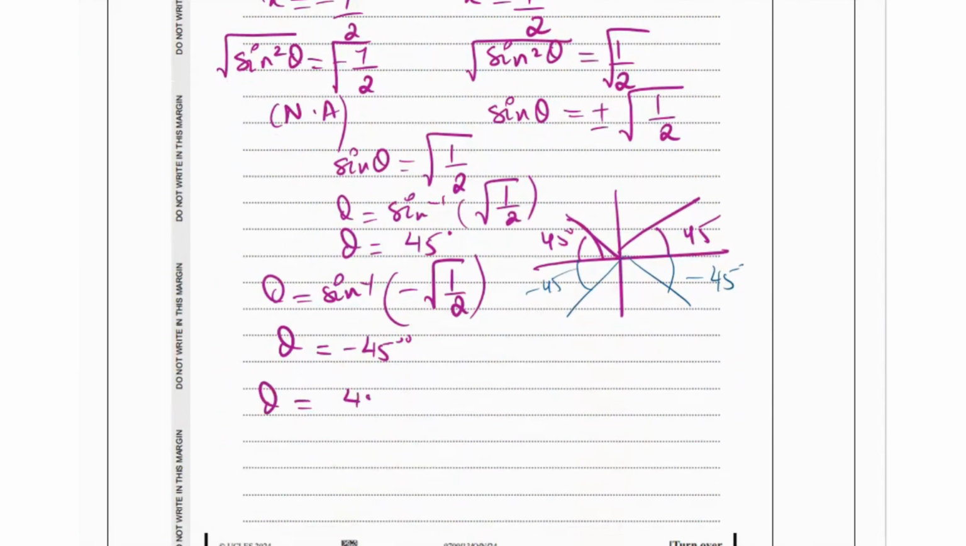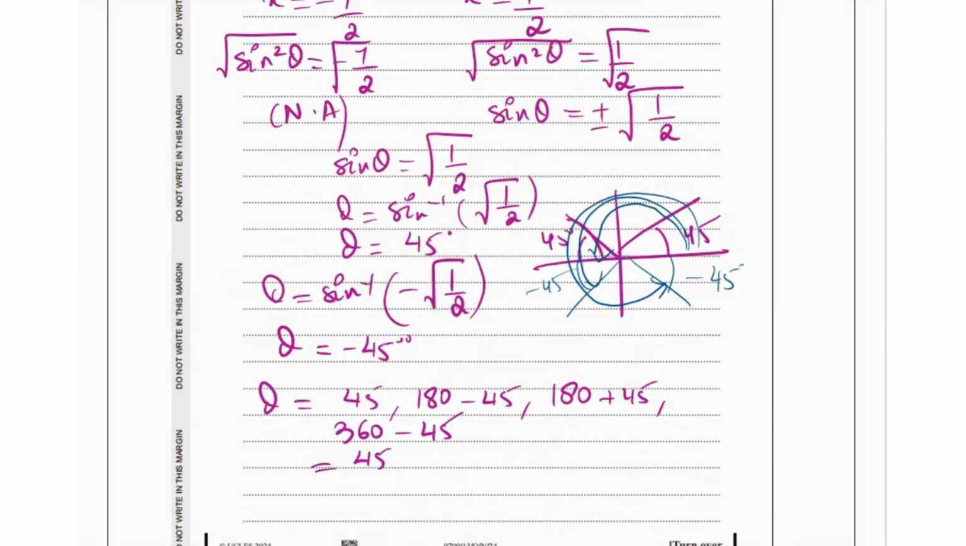So it's going to be 45, then 180 minus 45, 180 plus 45, and then 360 minus 45. Angle is measured from 0 in anti-clockwise direction. So this one, and this, all three. 45, 135, 225, and 315. These are your four values of theta.